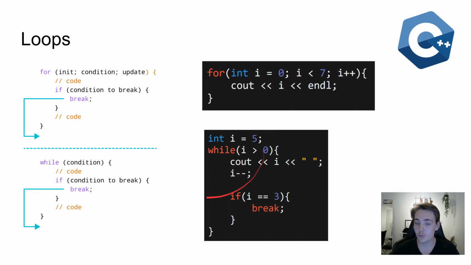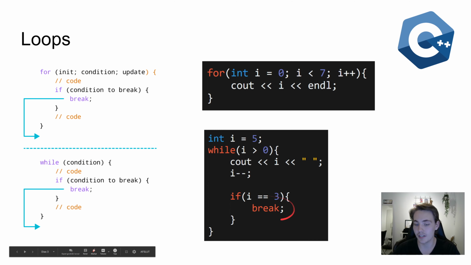So after one iteration, our i will be 4, and after another iteration it will become 3. Then we have a condition set up that if i becomes equal to 3, we'll break out of the while loop before the condition up here returns false.